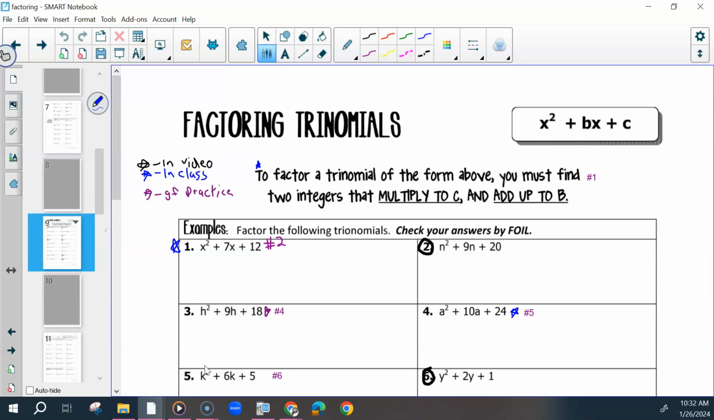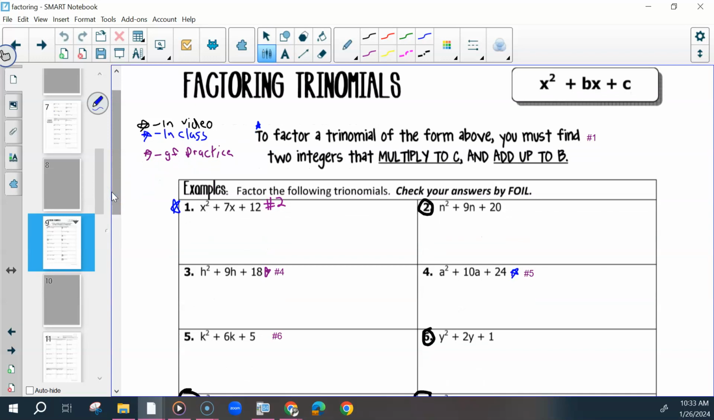Okay. So with this, you have to think about this kind of like a puzzle. The pieces have to fit in order for it to work. But there are specific rules we have to follow for this type of factoring. The rule is up here. I'm going to talk through it, and then we're going to actually see what that means.